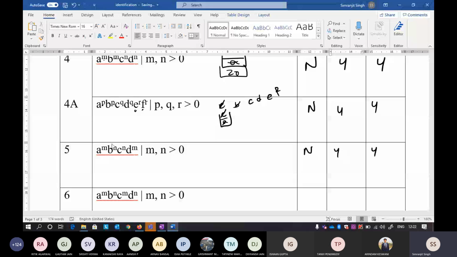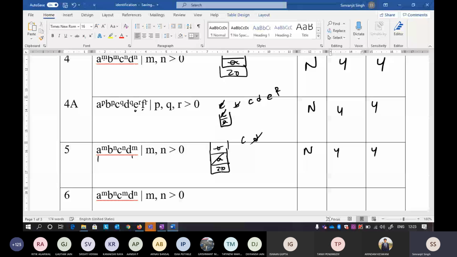This is not a regular one. It is absolutely sure. So for Z naught, I can push A, but after that I have to push B. After seeing C, I have to pop B, and after seeing D, because the number of A's and number of D's are equal, I have to pop D. So I will reach Z naught. So the deterministic automata is definitely possible for that, and you can say this is no, yes, yes. Okay, so I think this is an interesting one.